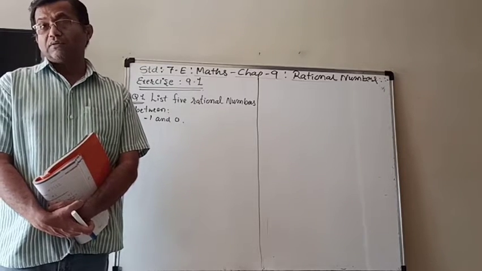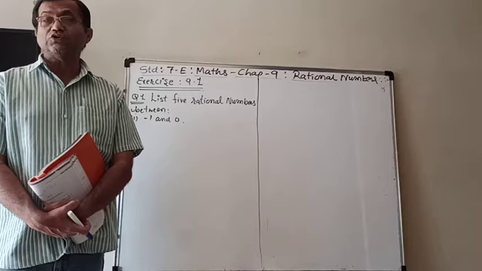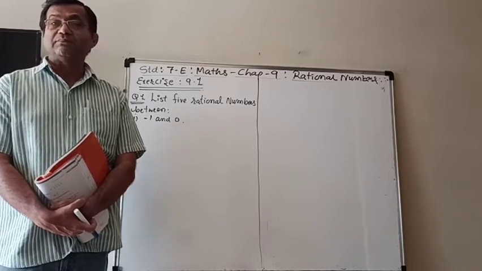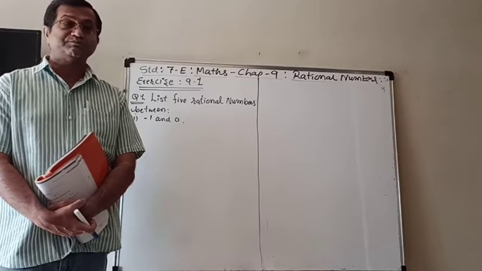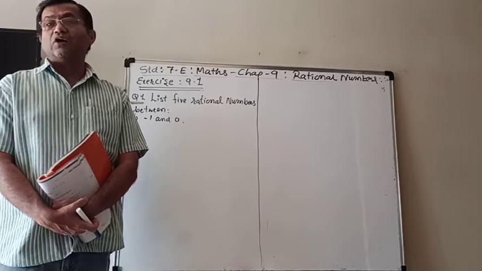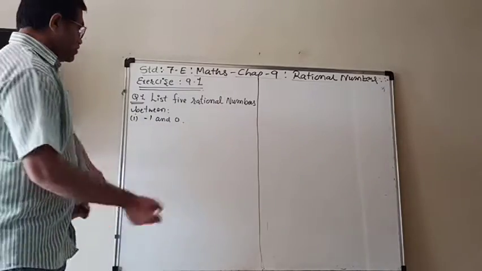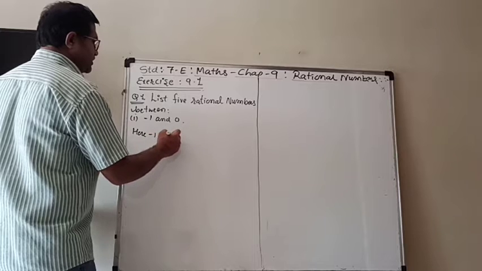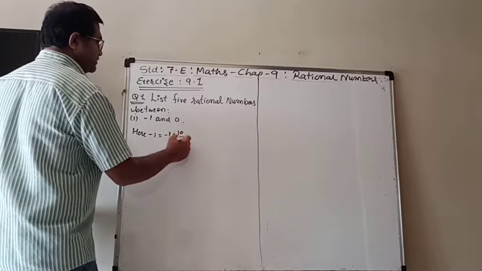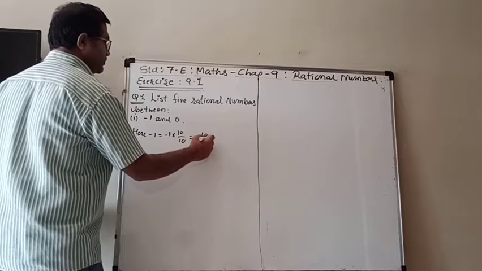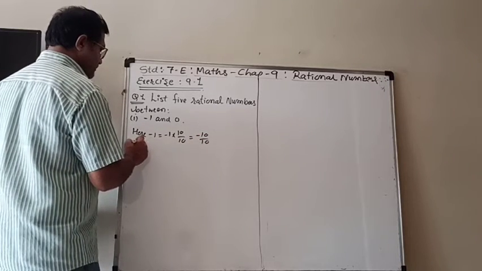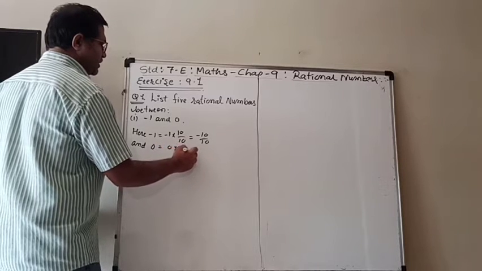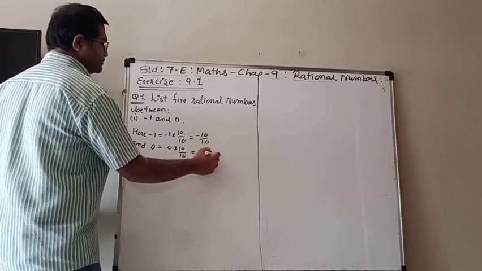So now for that we have to convert them into p by q form so that we can find some rational numbers between them, and they will have the same denominator. So here -1 can be written as -1 multiplied by 10 upon 10, that is -10 upon 10. And similarly 0 also can be written as 0 into 10 upon 10, that is 0 upon 10.